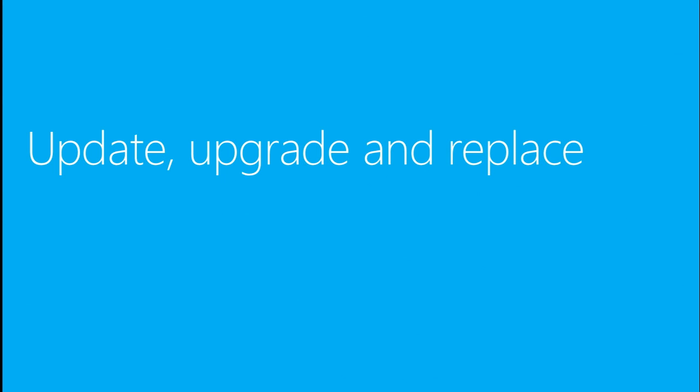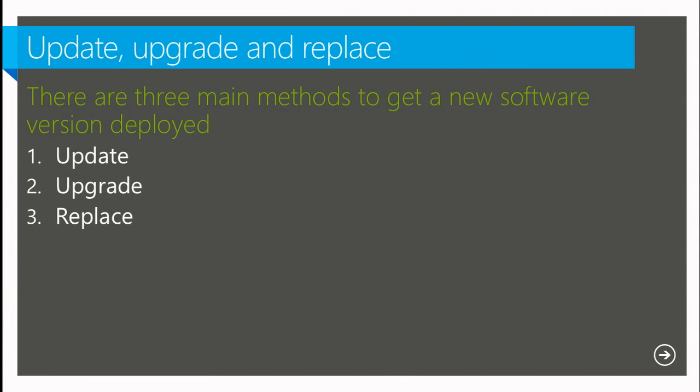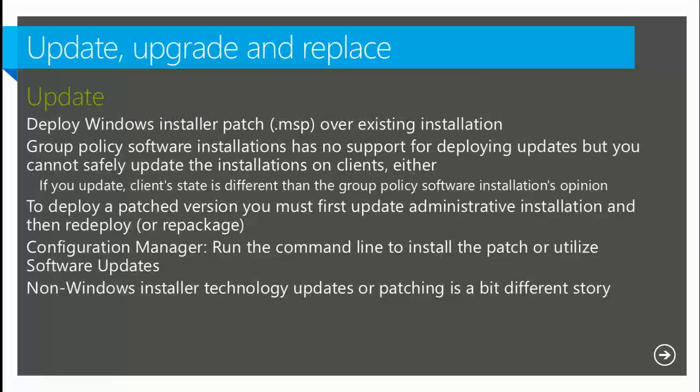Update, upgrade, and replace. We have 3 methods to get new software on a computer. Update is where we deploy a Windows installer patch. We can't use that with group policy-based software installations. We have to patch the administrative installation point and redeploy the application. It's quite slow. With Config Manager, we can run the command or use software updates.